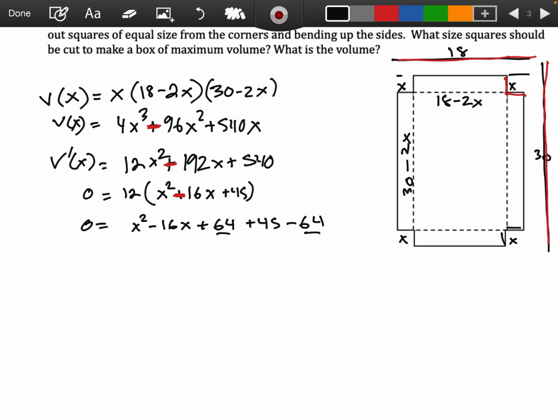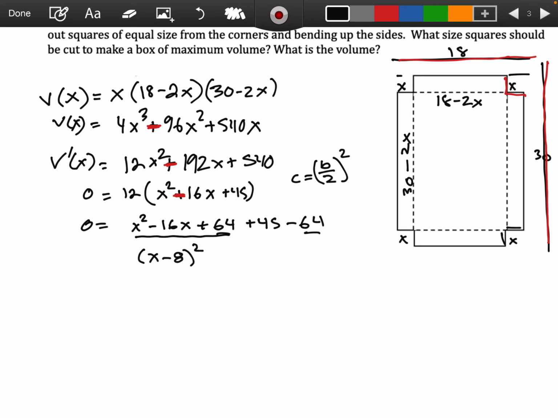And how do I get that 64? You're normally thinking of a C that is going to be b divided by 2, and you're going to square that. In case you guys forgot that, that's how I get that value 64. Now I see that this is a perfect square quadratic, so I could factor that out as x minus 8 squared.